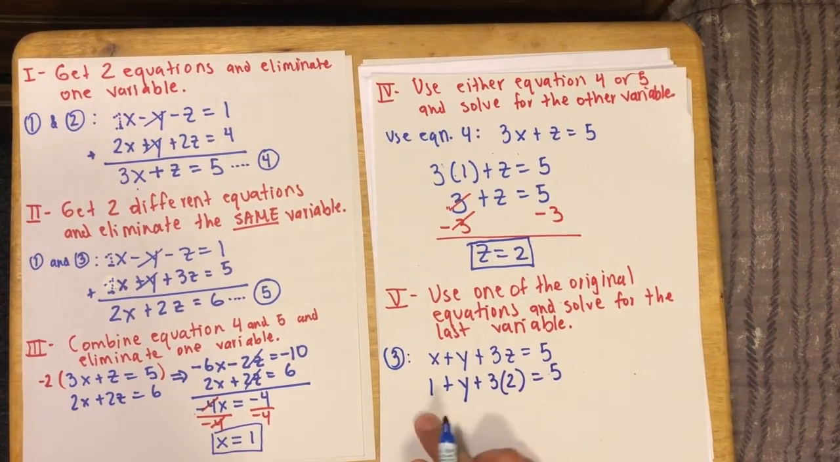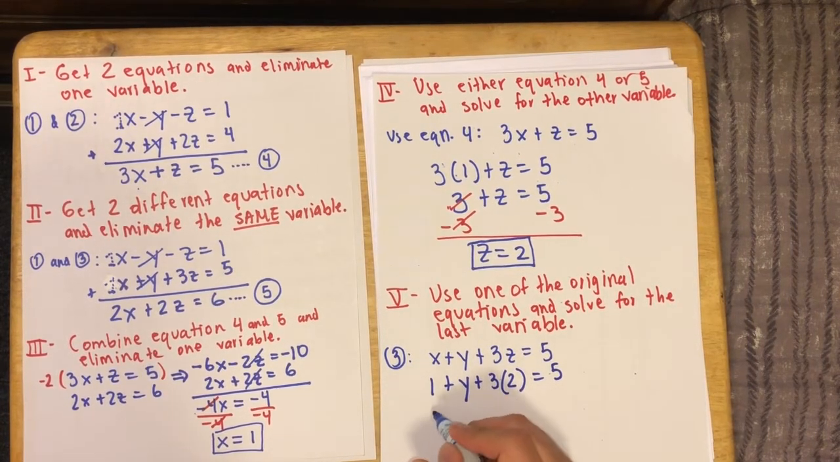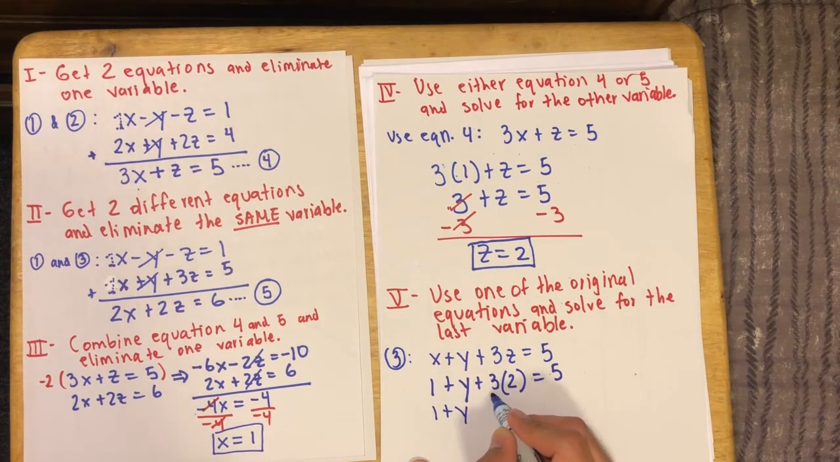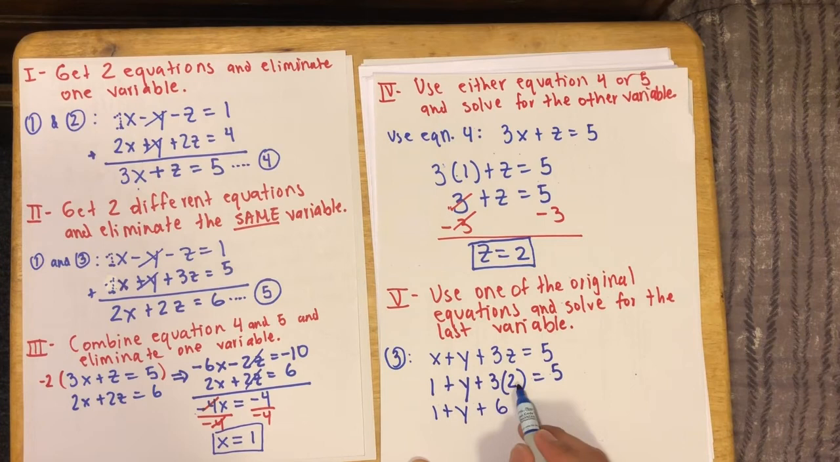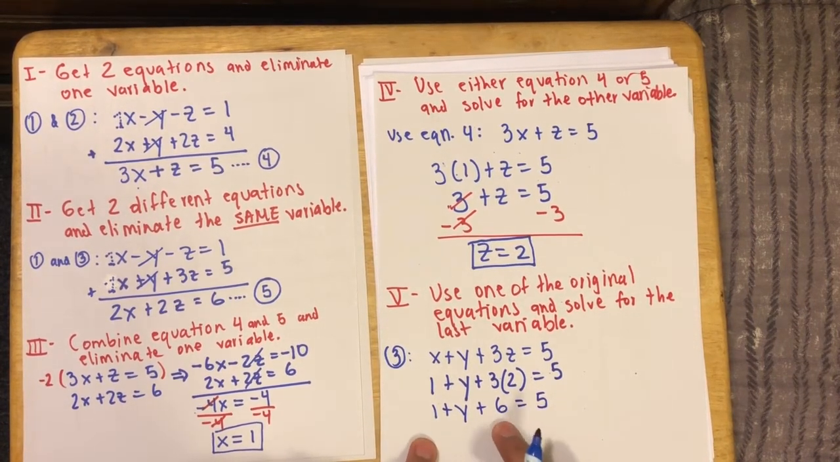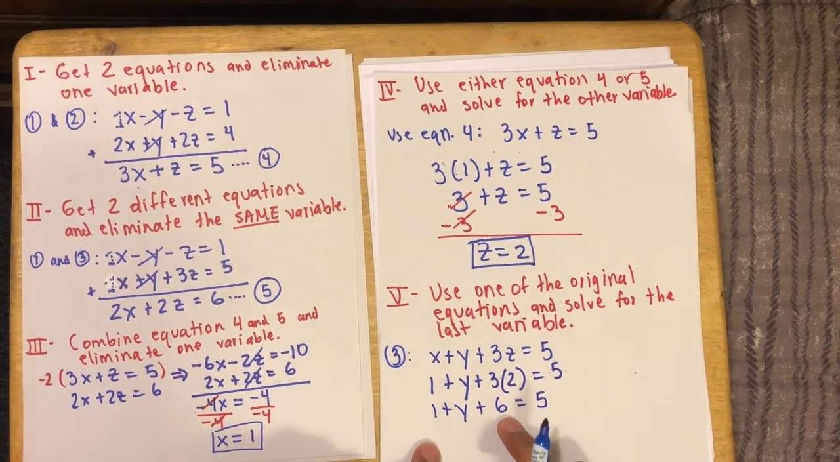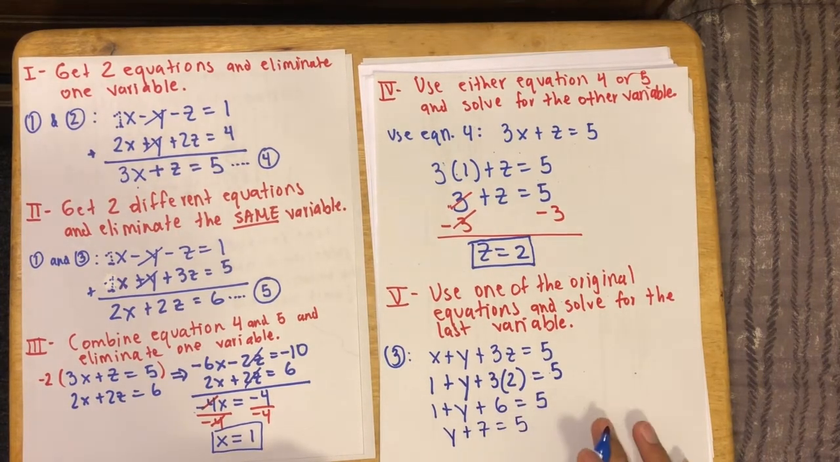Now let's do the order of operations here. We have addition, we have multiplication, so multiplication comes first. So I'm going to have 3 times 2, that will give me 6, positive, right? Positive and positive gives me positive. Now combine like terms on the same side. I have the 1 here and the 6 here. That will give me 7. So I'm going to have y plus 7 equals 5.